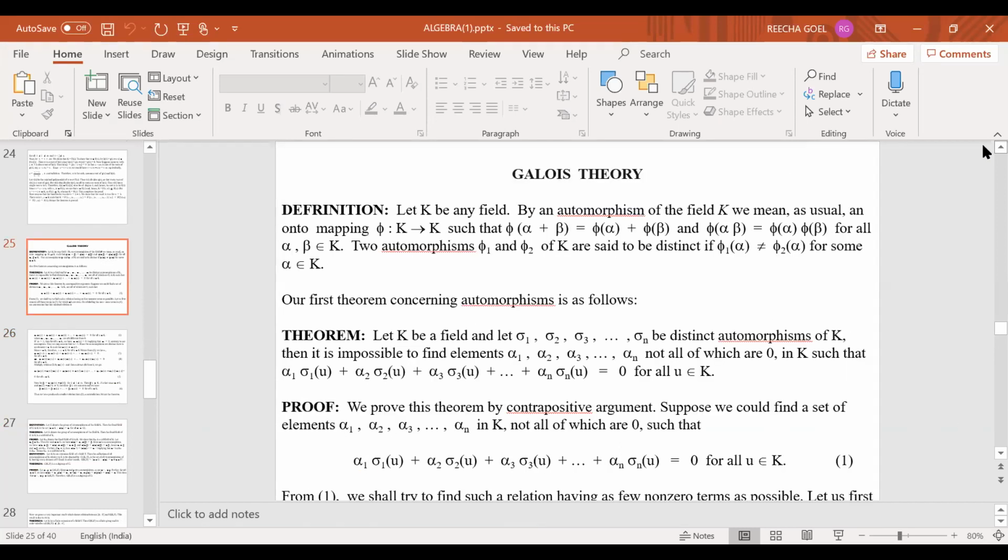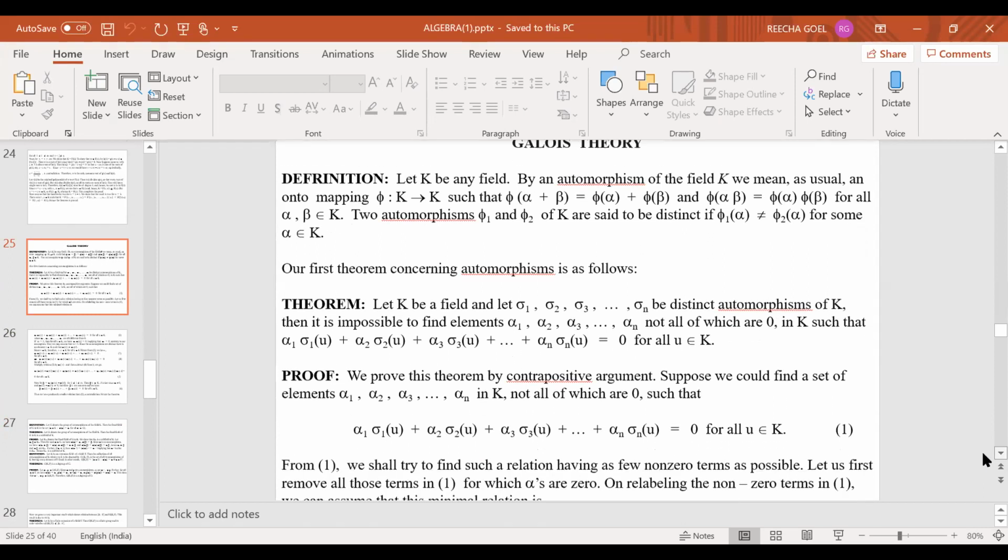So we are going to prove this result. It's again an important result because it will be used in proving Artin's theorem, which is key as far as Galois theory is concerned. So again we shall prove this result by a contrapositive argument.